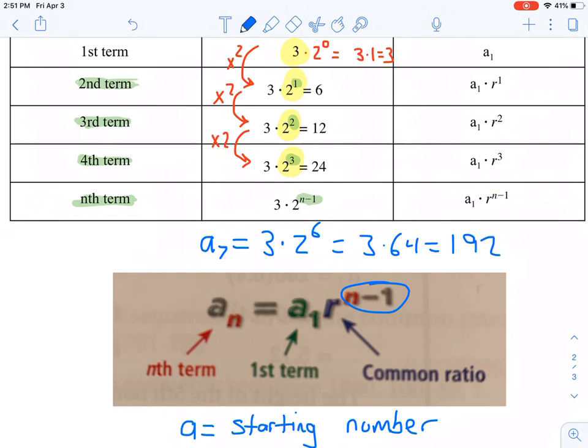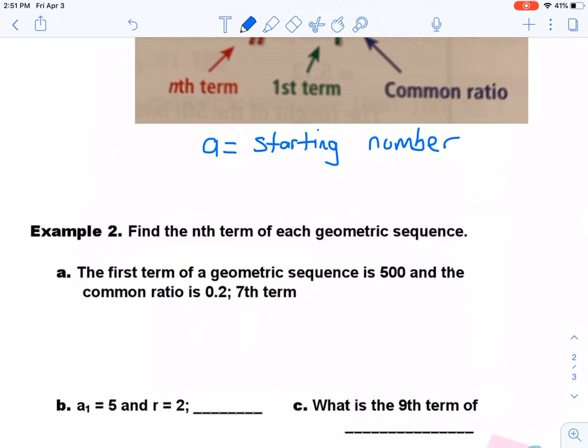So that's not too bad. And that's really it. That is pretty much the entire lesson. That's geometric sequences. Just as another example, we have a geometric sequence here, and the first term is 500. So I'll just say, okay, A is 500. The common ratio, R, is 0.2. And the n value that I'm looking for is the 7th term.